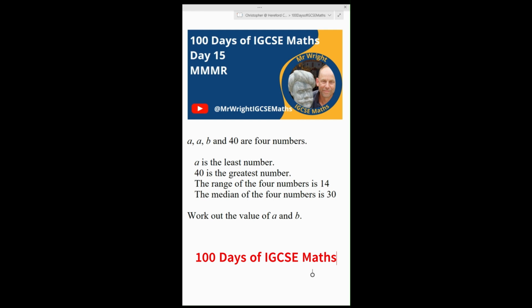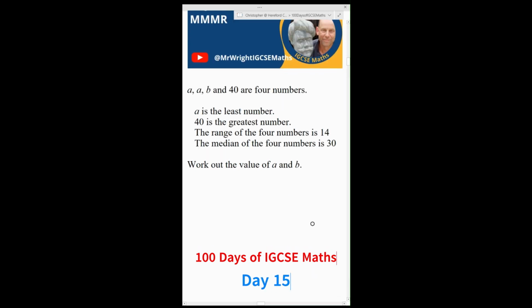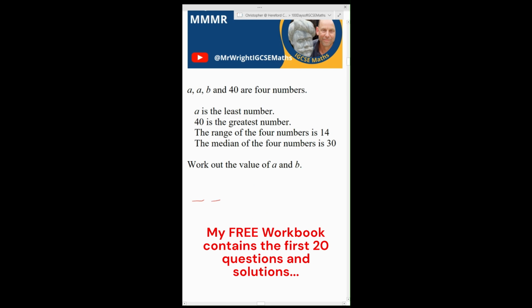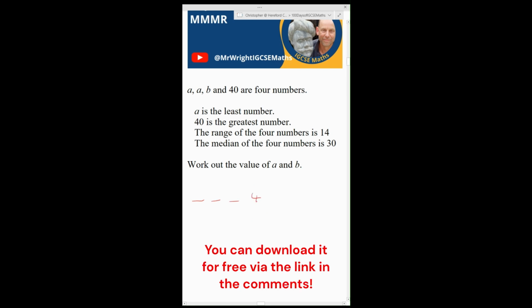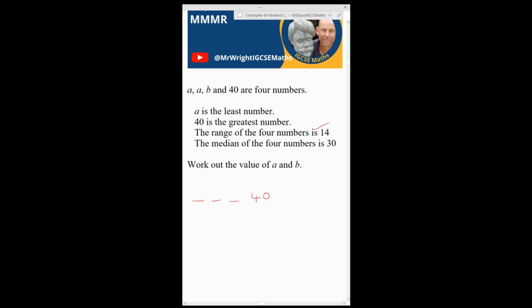Pause now if you'd like to do the question before me. Right, so you've got 4 numbers. You know the first 2 are the same because they're both A's. 40 is the 4th number. Okay, the range of the numbers is 14. Well, that means that this one must be 26 because the difference between the largest and the smallest must be 14. This means that that must be 26 as well because both of those are the same. The median is 30, so halfway between the second number and the third number is 30. Now the second number is 4 lower, so the third number must be 4 higher. So those are my 4 numbers.